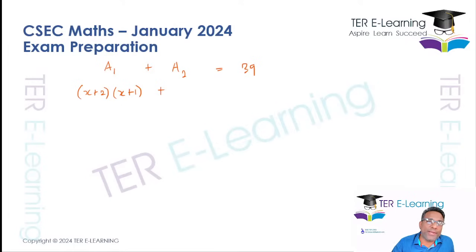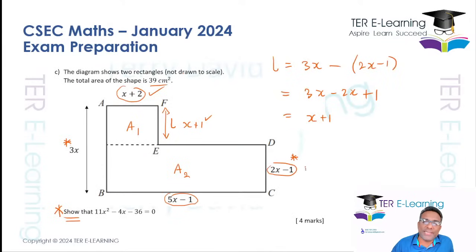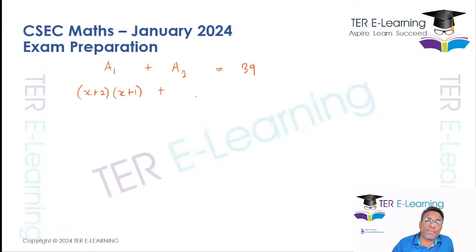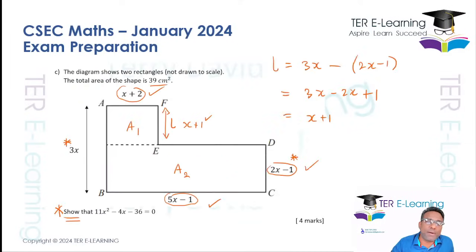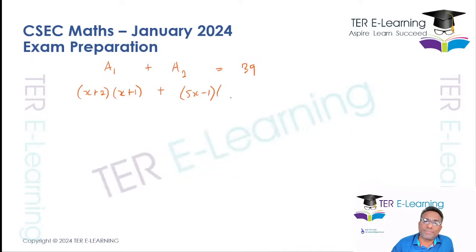The area A2 now, you're going to have to take this length, 2x minus 1, and multiply that by 5x minus 1, right? So this is 5x minus 1, and you're multiplying that by 2x minus 1.